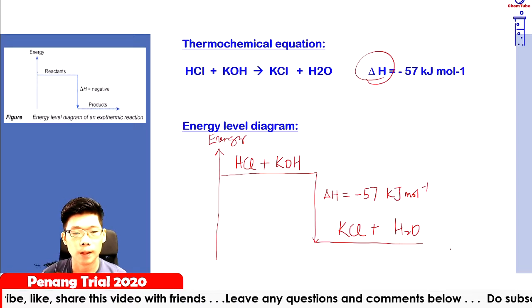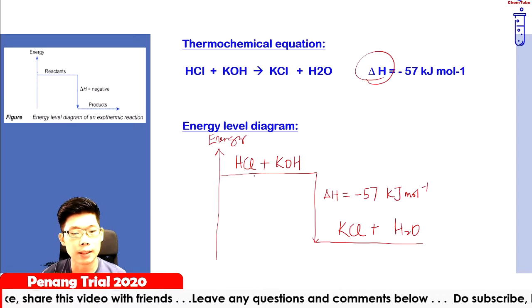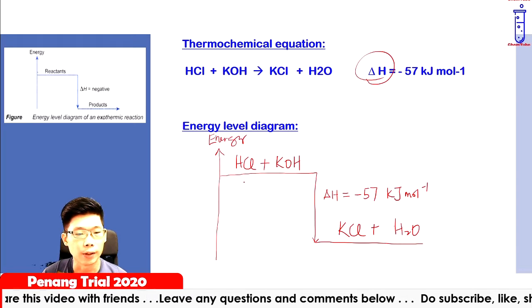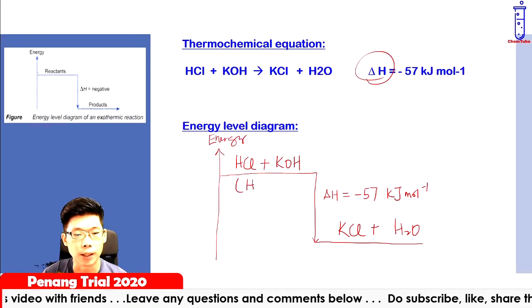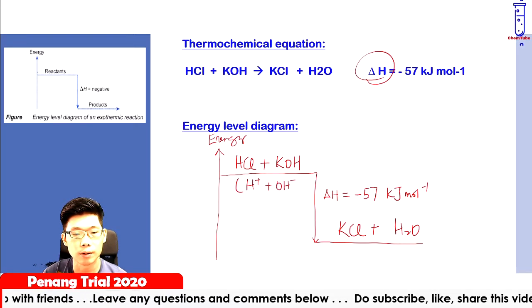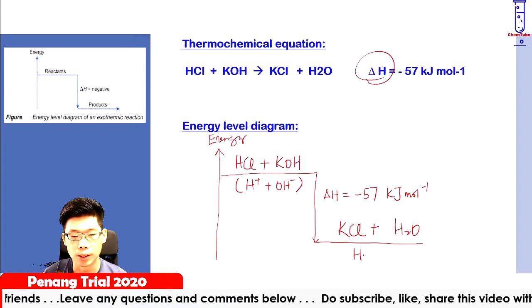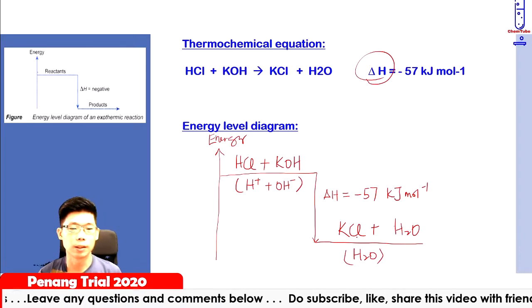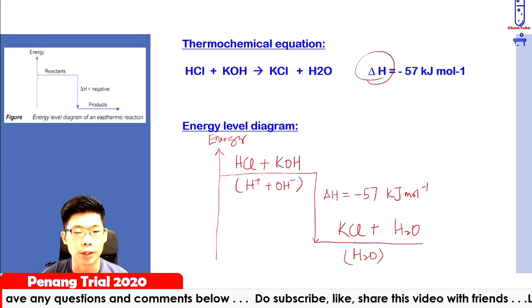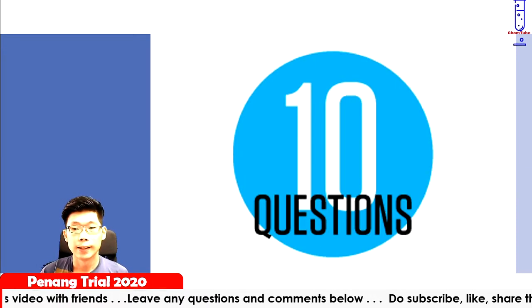Besides this, you can also use the ionic equation. You can use hydrogen ions with hydroxide ions, producing water. You can use this to replace the chemical equation. Question 10.